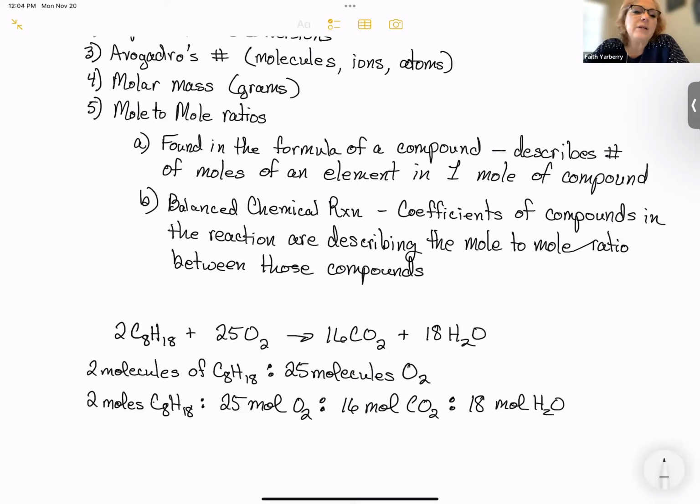So again, there is a second conversion factor that involves the mole-to-mole ratio, but that is going to come from the balanced chemical reaction. Specifically, it's coming from the coefficients that we develop in balancing that chemical reaction. And those coefficients can be used to describe molecules of each substance, but they also can be used to describe moles. And we're going to typically use it to describe moles.